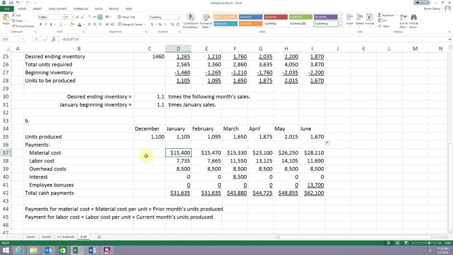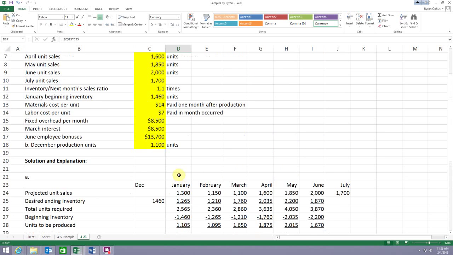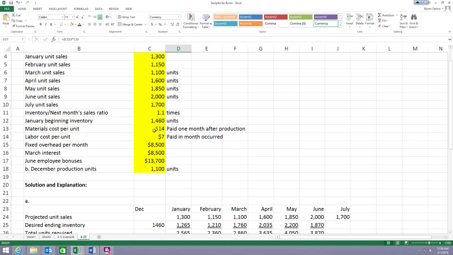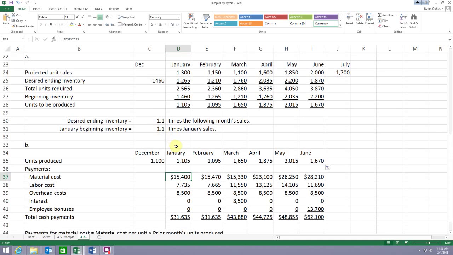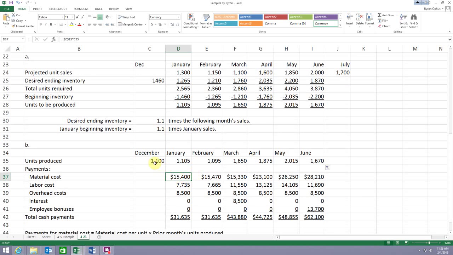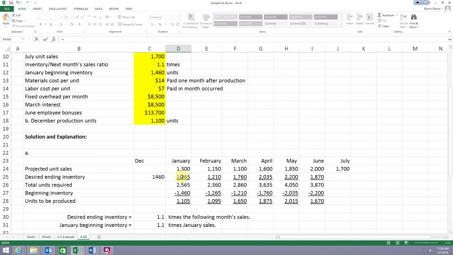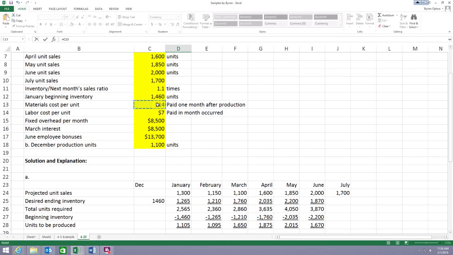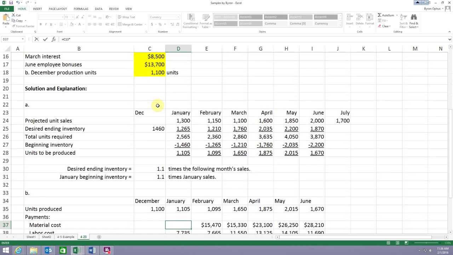Okay, now I just take and I calculate what my material and labor and my overhead costs are for each of those. So my material costs, I've got the amount up here, material cost per unit, but it's paid 1 month after production. Okay, it's paid 1 month after production. So I get 30 days basically to pay my material costs. So my material costs are equal to $14 per unit times what I had to produce in the prior month.